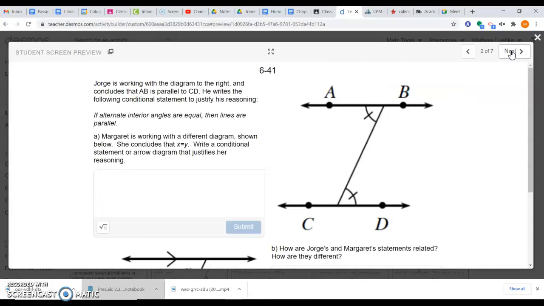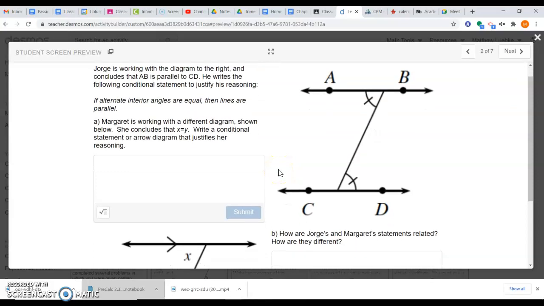So it says here that Jorge is working with this diagram to the right, and he concludes that AB is parallel to CD, so he writes the following conditional statement. If alternate interior angles are equal, then lines are parallel. So he used the fact that in the diagram, he has these alternate interior angles. It says that they're congruent, so he's saying, okay, then the lines must be parallel.